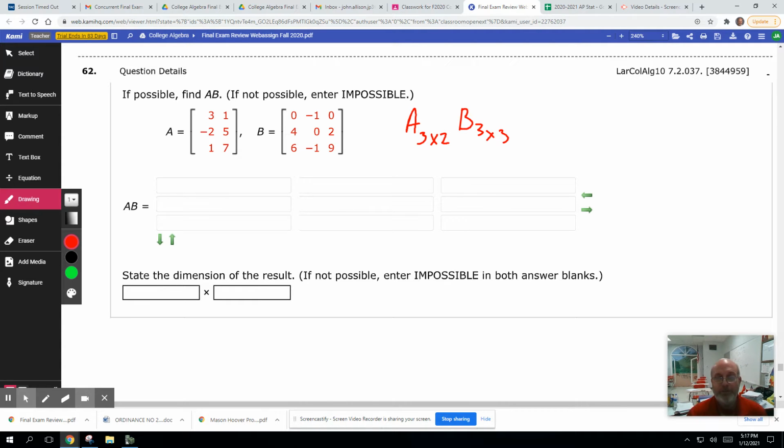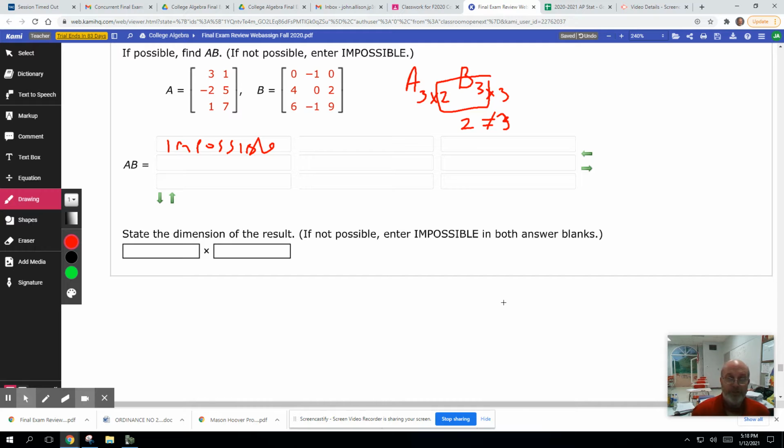And the only way that this is possible is if these two numbers are equal, if the columns of the first matrix are equal to the rows of the second matrix. Since 2 is not equal to 3, since the columns of the first matrix are not equal to the rows of the second matrix, this is going to be impossible. That says impossible. State the dimension of the result. If not, write impossible. So we are going to say impossible again.